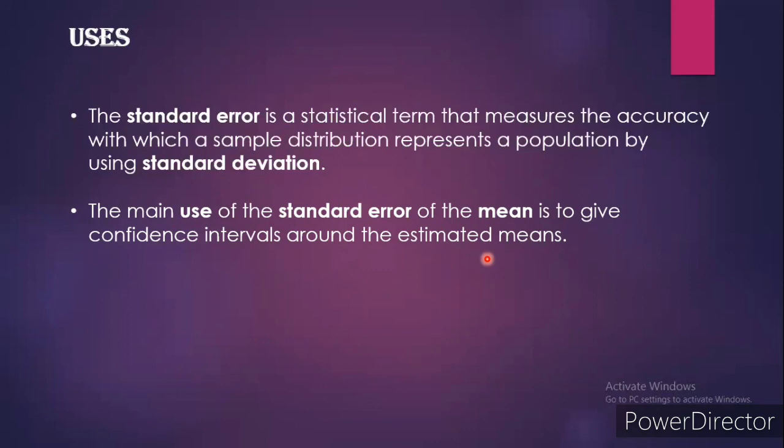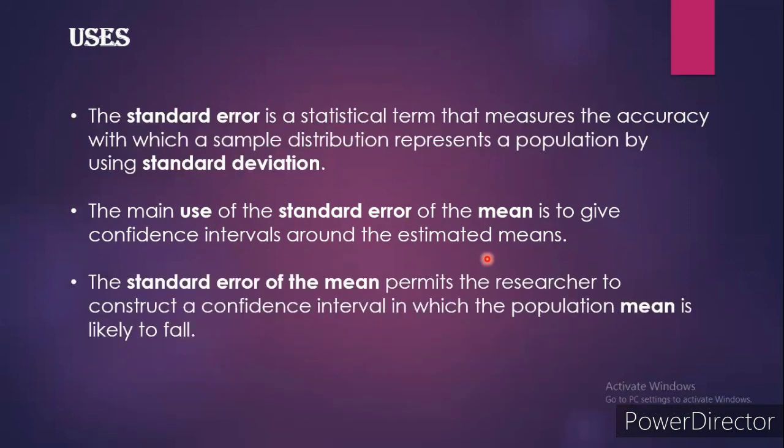It is an important indicator of how precise an estimate of the population parameter is in statistics. Next, the standard error of the mean permits the researcher to construct a confidence interval in which the population mean is likely to fall. These are the uses of standard error of mean.